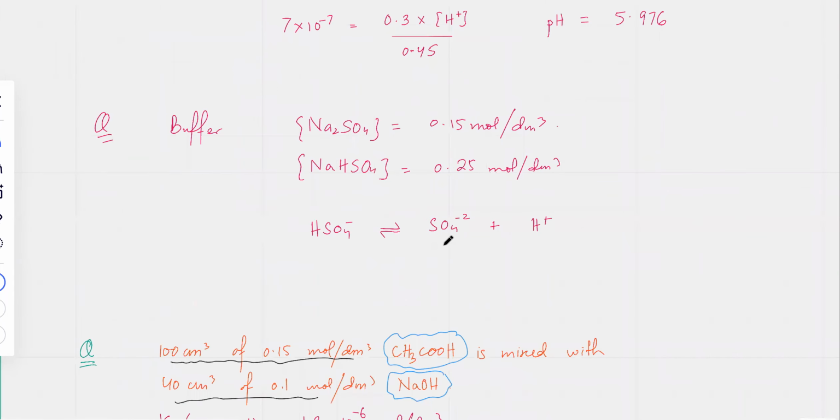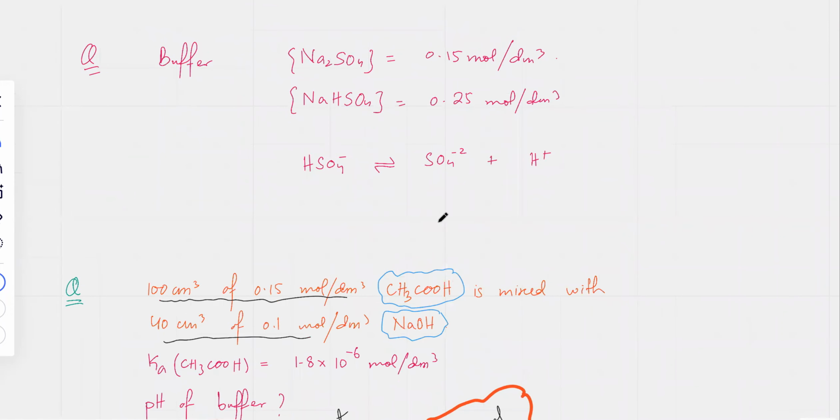Similarly, I told you how to identify it: always think of Na as invisible. If you have a mixture of NaHSO4 and Na2SO4, then the HSO4- ions are acting as the weak acid and they're in equilibrium with SO4 2- ions, which are coming from this salt over here.